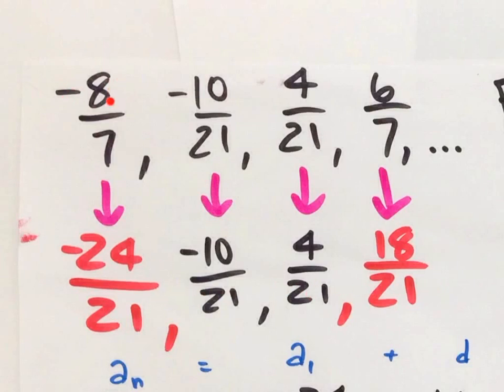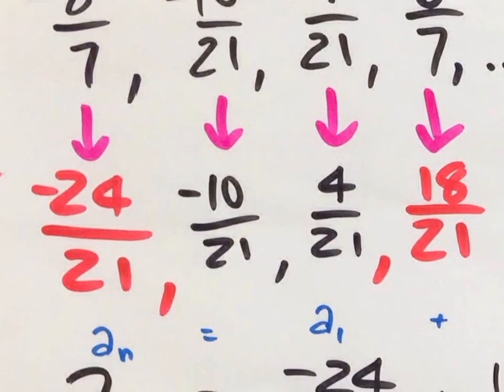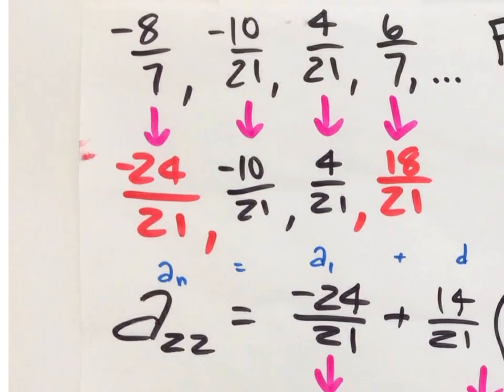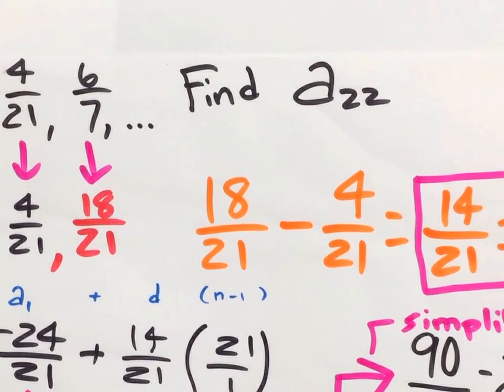So -8 times 3 is -24. 7, of course, times 3 is 21. And then let's look over here. We've got 6 times 3 is 18. 7 times 3 is 21. So we've got a sequence that works for subtraction. We got to use that right now because we've got to find the common difference.